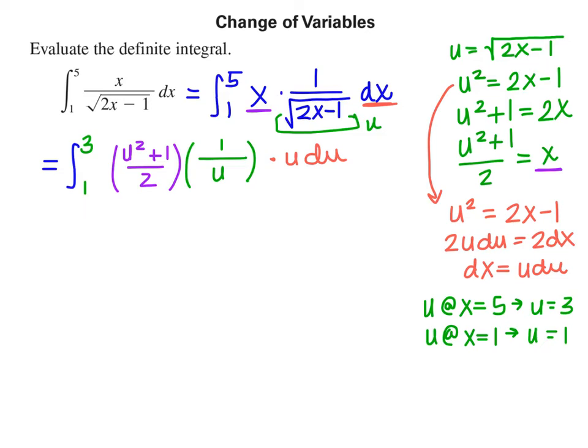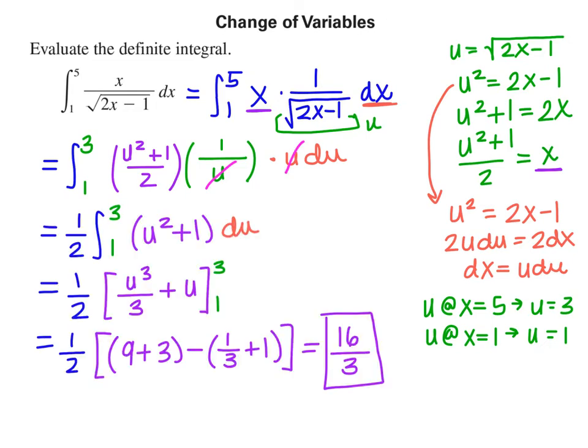So now it's time to simplify and integrate and plug in and figure this out. So 1 over u times u goes away, and I can pull out a 1/2 from here, and all I'm left with is the 1/2 on the outside, the integral from 1 to 3 of u squared plus 1 du. I integrate u squared, that becomes u cubed over 3, and then the plus 1 becomes u over 1. And then I'm going to keep the 1/2 on the outside. You don't have to, you can multiply it in, whatever you want to do. And so when I plug in 3, I get 9 plus 3 for these guys, and when I plug in 1, I get 1/3 plus 1, which, calculated all out, is equal to 16/3.